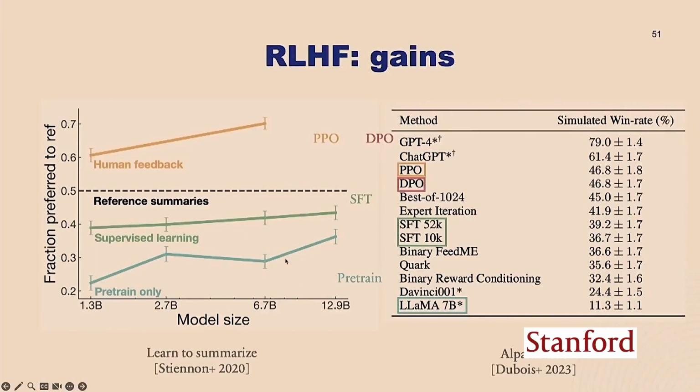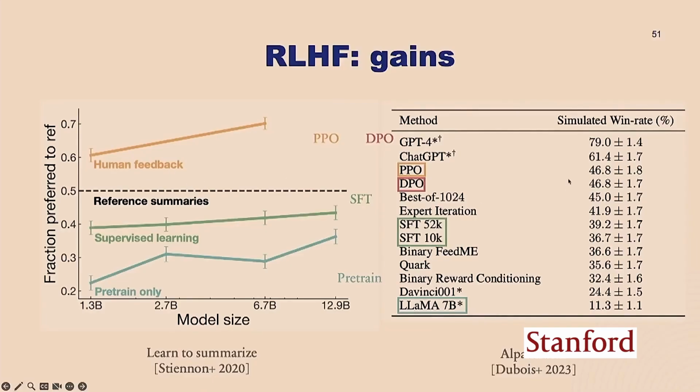Gains. Those are older papers on the left. Here, this is on a summarization task. All I want to show you is that the pre-trained models were okay, and they improve with scale. If you do supervised fine-tuning, you improve them a little bit more. If you do PPO, or something with RLHF with human feedback, you get performance that is oftentimes, depending on the benchmark, even better than humans. So this is the human reference summaries.